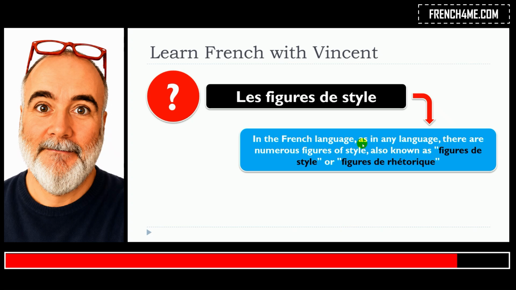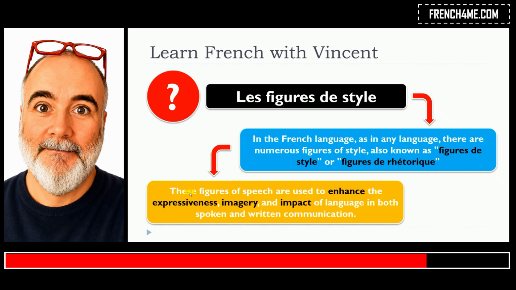In the French language, as in any language, there are numerous figures of style, also known as figures de style or figures de rhétorique. These figures of speech are used to enhance the expressiveness, imagery, and impact of language in both spoken and written communication.